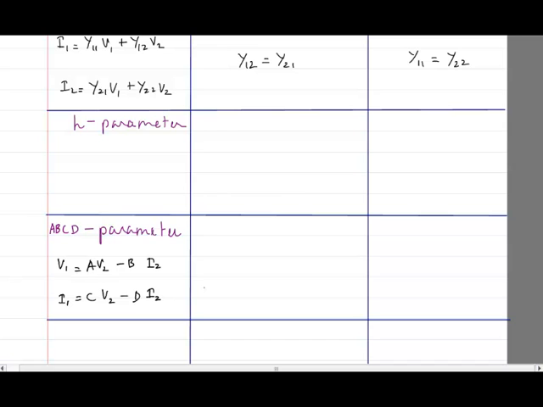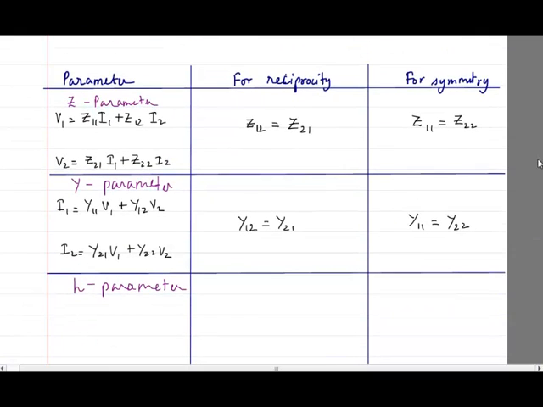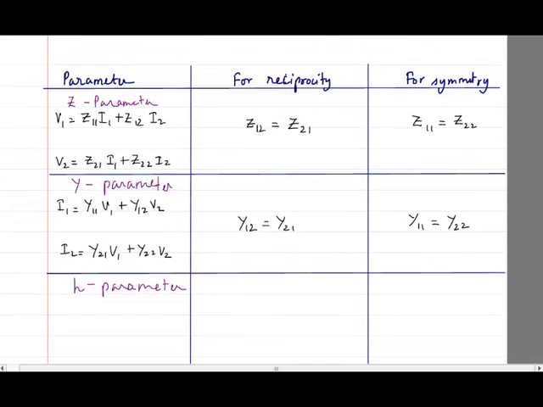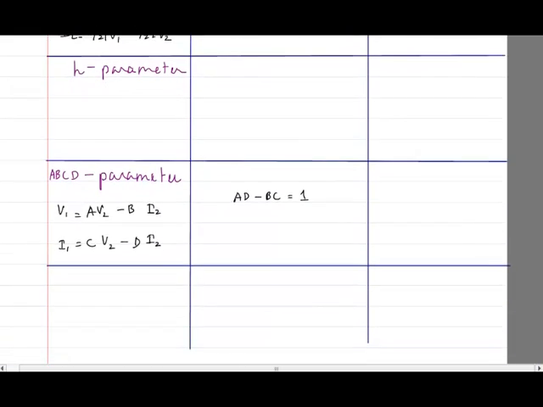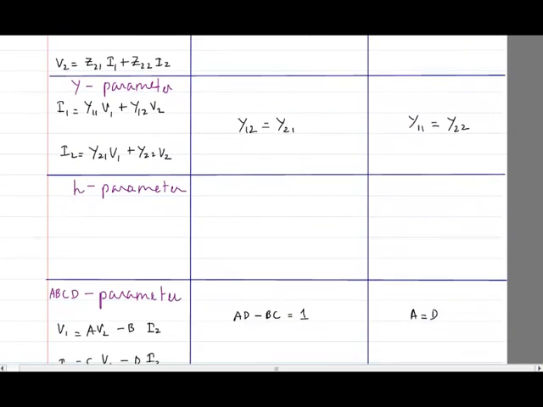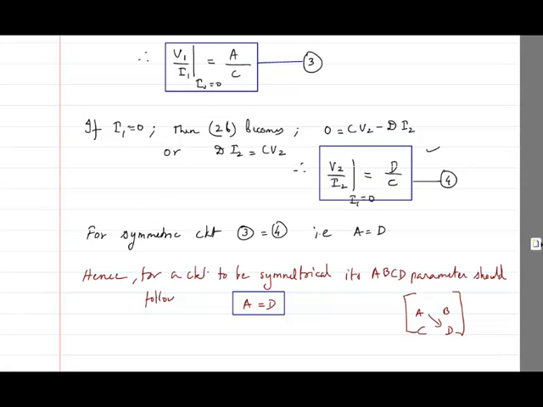And just now we saw what is the condition for reciprocity. For reciprocity, we have found out that the determinant value should be 1. That means A into D minus B into C should be equal to 1. That is the condition for reciprocity. Similarly, the condition for symmetry, we found out that A should be equal to D. Okay, so this sheet we have filled. Now H parameter is remaining. Anyway, now we will try to do a problem based on this.